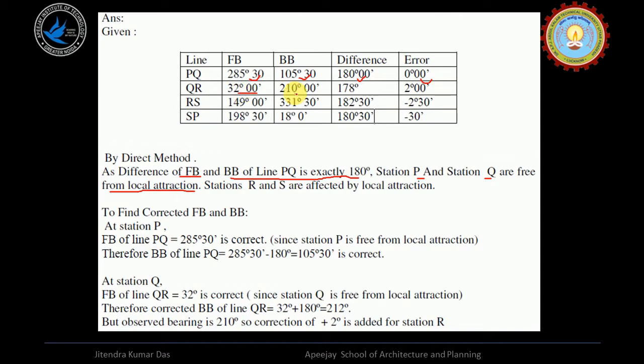Now QR, so you have forward bearing 32 and back bearing 210, so the difference is 178.